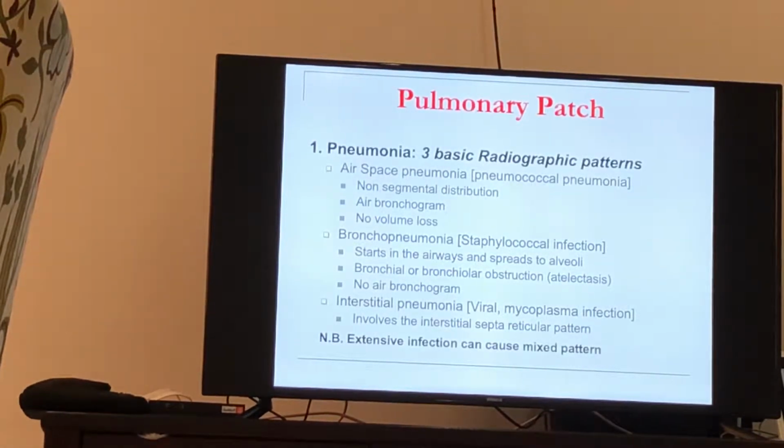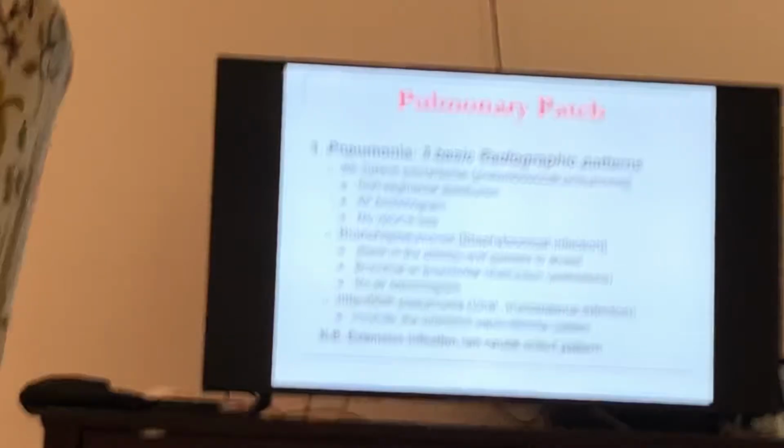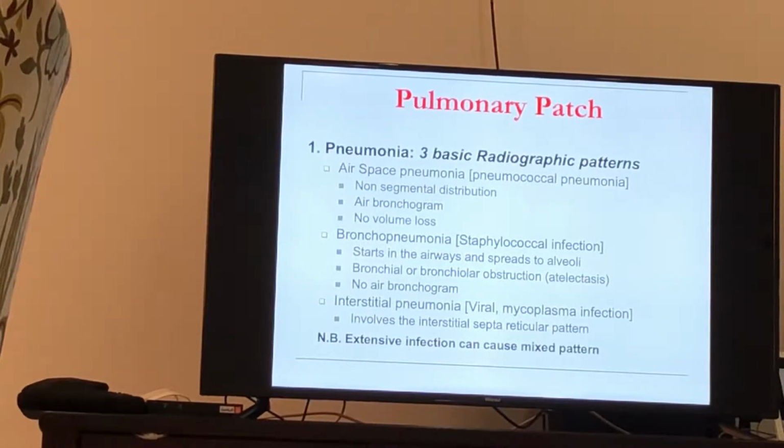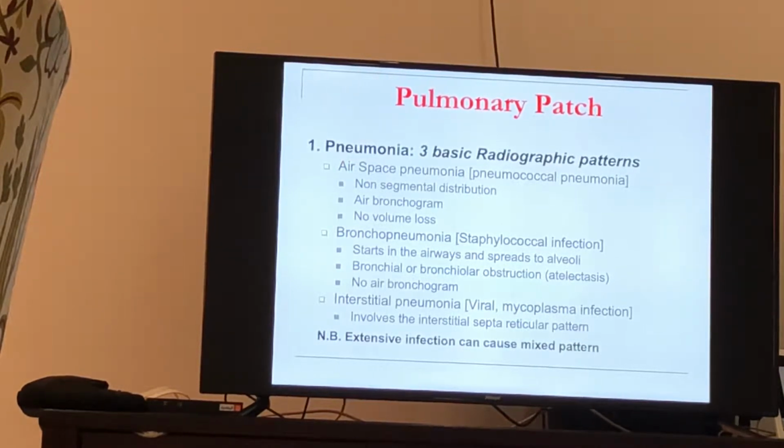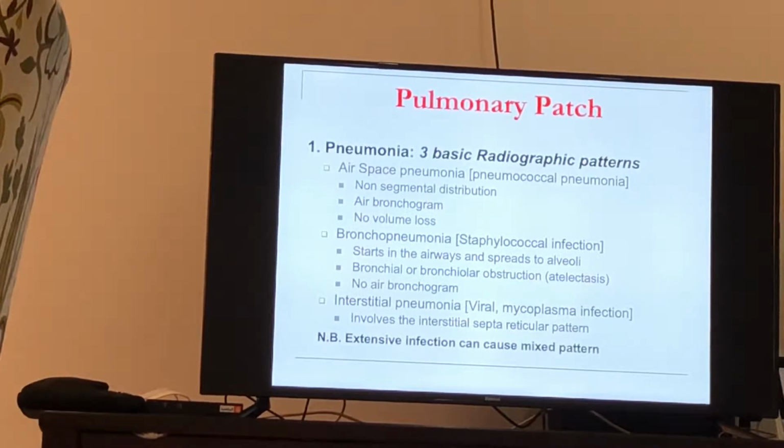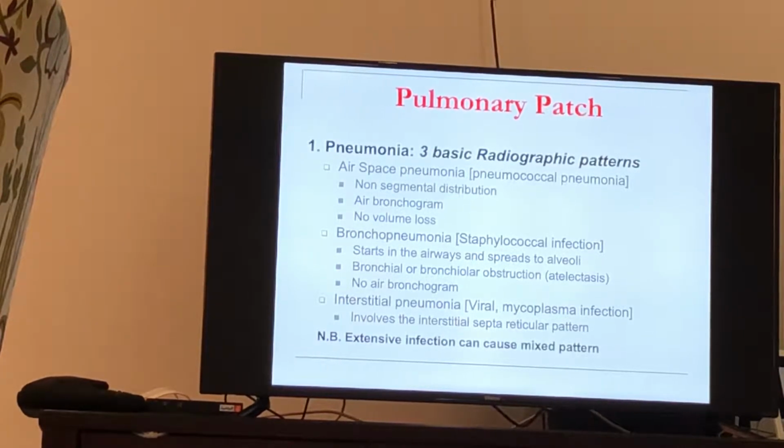What about the pulmonary patch? We talked about nodules, masses, and now we have patches, and of course, pneumonia. When you have an airspace disease, usually if it's an airspace patch, it's possibly a pneumonia. Before, we used to classify them by organism. I used to say it's a typical lobar pneumonia, it's pneumococcal. If it's bronchial pneumonia, it's staphylococcal or streptococcal. It's not related. Any organism can do anything.